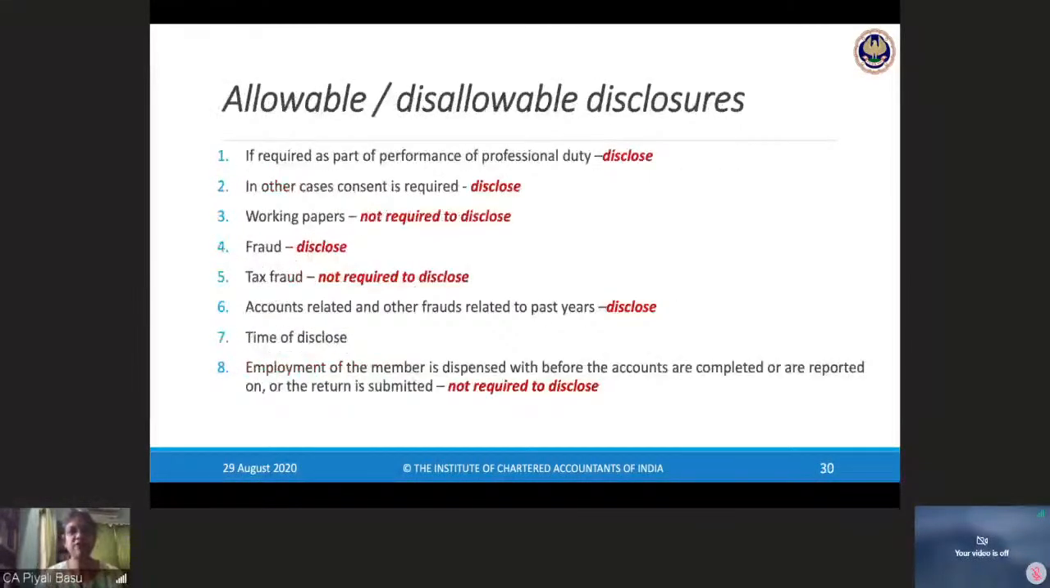I have a separate slide for what is allowed to be disclosed and not allowed to be disclosed. If required as part of performance of professional duty, yes, we will disclose. In other cases, we need to take consent and then only we can disclose. Working papers, we don't have to disclose. Fraud, yes, as you rightly pointed out, Ranjit, we have to disclose, and I will tell you the steps that we need to follow. The Companies Act has given it very nicely by section 143 subsection 12, and we need to follow that in case of companies.